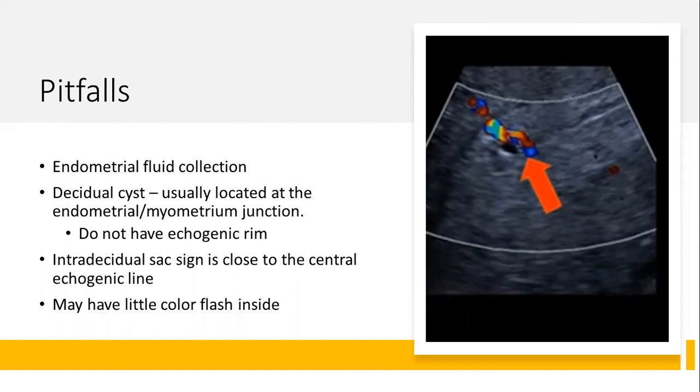Remember, the echogenic rim is coming from the trophoblastic tissue. So this is not a pregnancy, and we don't have any trophoblastic tissue in this case. In the decidual cyst, we just see a thin wall for the cyst. There is no echogenic rim around it. And as I mentioned earlier, the intradecidual sac sign is close to the central echogenic line, which is different in a case of a decidual cyst. And if we turn on our color Doppler, we might actually have a little color flash inside, which we do not expect to see in a normal intrauterine pregnancy in the presence of an intradecidual cyst.